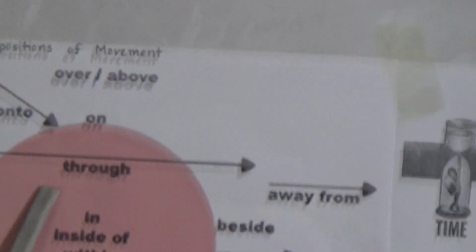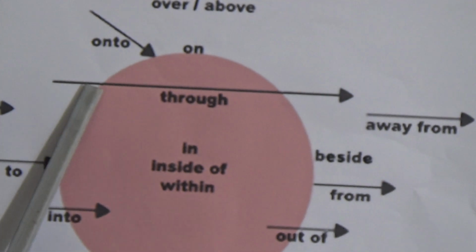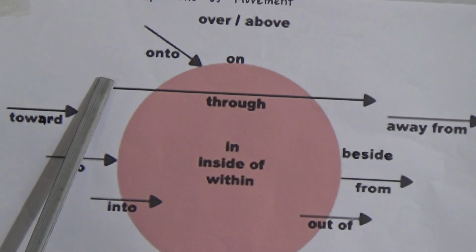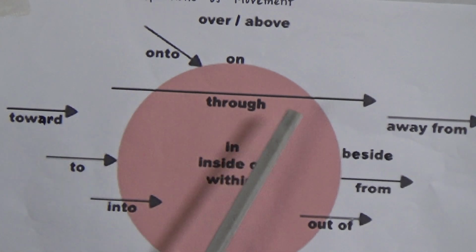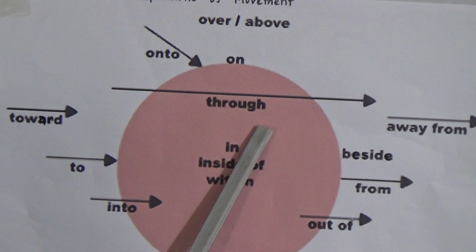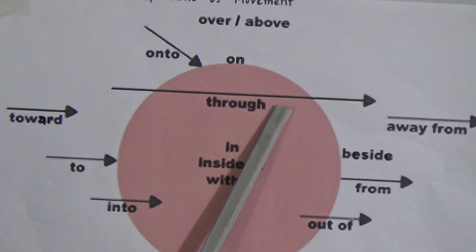Now when do we use through? That means you are crossing from one point to another. That means there is a movement from one side to another, but in something, like long grasses or a forest.